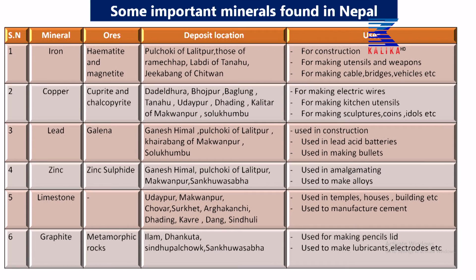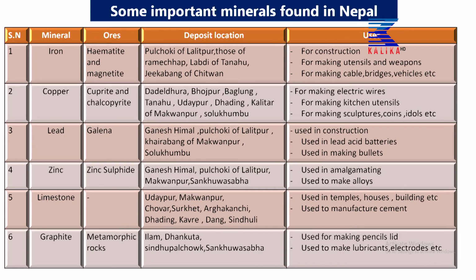You must know the next mineral, lead, another important metal, and its principal ore is galena. Please remember, this is important. The principal ore of lead is galena, and it is found under the earth's crust around Ganesh Himal, Pulchowki of Lalitpur, Khairabang of Makwanpur and Solukhumbu. Then why is lead used? The most important use of lead is to make bullets. You know bullets, right? Bullets are made of lead.